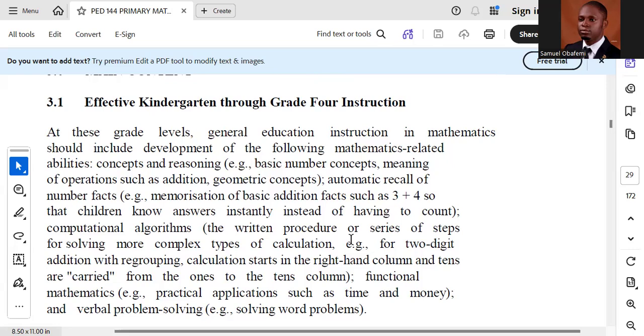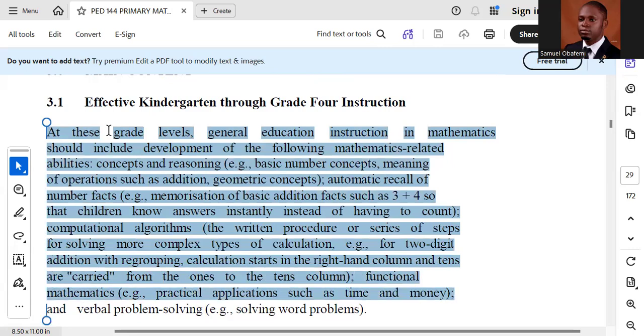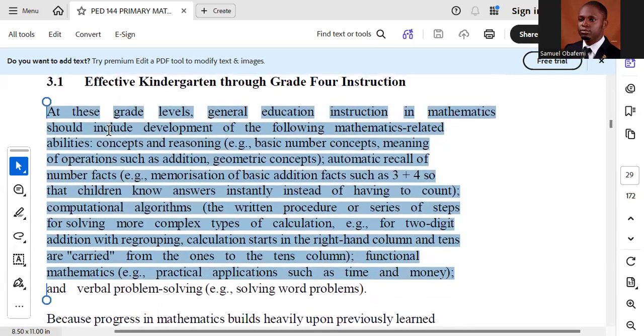Now, for younger children, mathematics instruction should develop several important abilities. So in the material here, there are some abilities identified. Concept and reasoning is one. Recall of number facts is another one. Then they talk about computational algorithm. They talk about functional mathematics. They talk about verbal problem solving. That's the one that contains word problems.